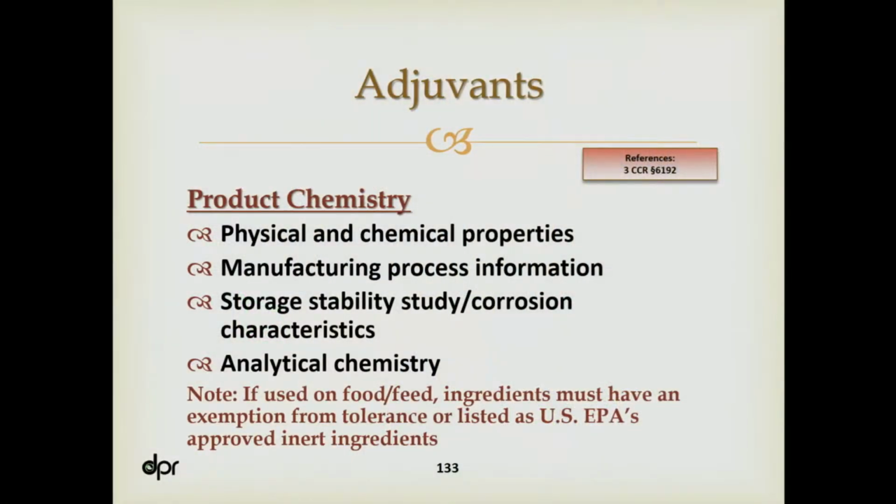Product chemistry data, again, this is just some of the studies within the product chemistry. This is not an absolute, but physical, chemical, storage stability, corrosion characteristics, and analytical chemistry. Now, when we're looking at the adjuvants, which is sort of unique, if it's going to be used on a food or feed ingredient, it's sort of like their regular conventional materials that we have, pesticides, that they have to be exempt or tolerance established through US EPA. We'll take a look at that.